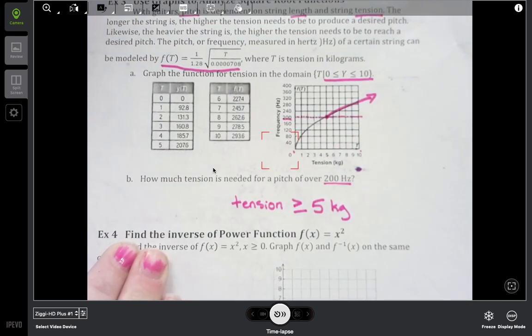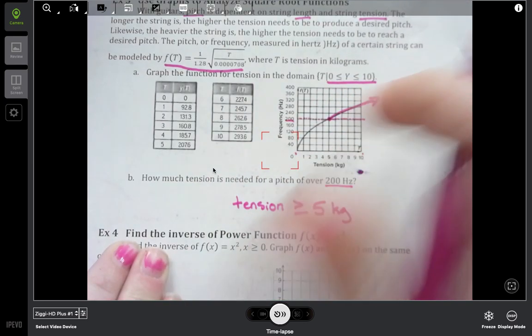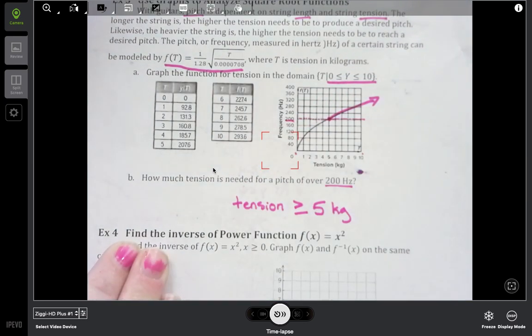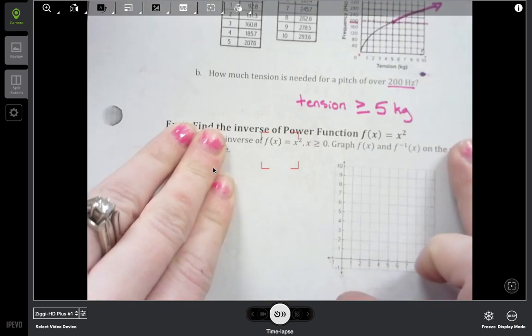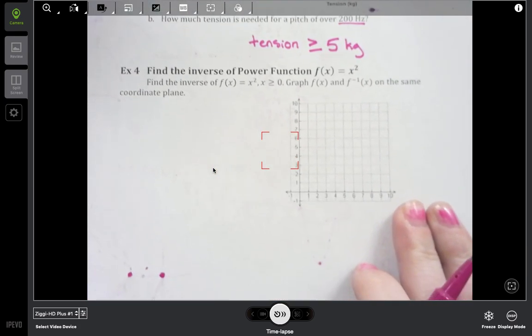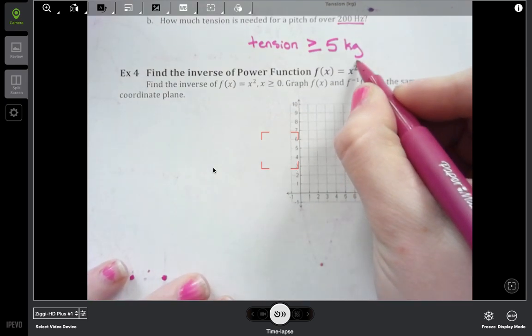Okay, so that was just kind of a look at this square root function and see what conclusions you can draw from that. All right. Example 4, last one. Find the inverse of x squared.